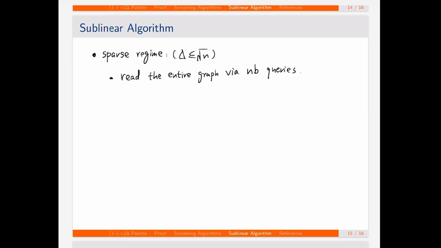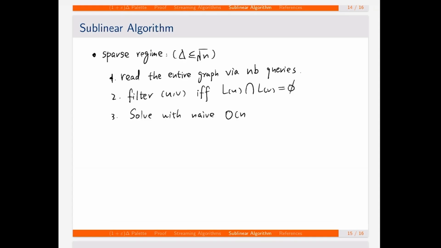And then we can do a tiny filtering step. So we can just filter out the edge UV if L_U and L_V are disjoint. After this step, every edge that is left is a conflict edge. And we can just solve it with the naive n times delta algorithm, and this is O tilde of n to the 3/2.